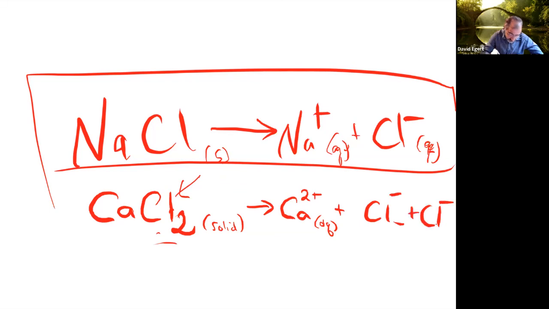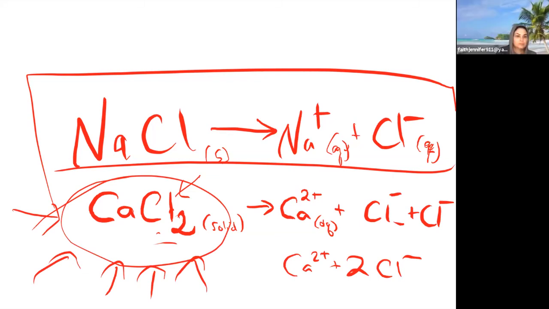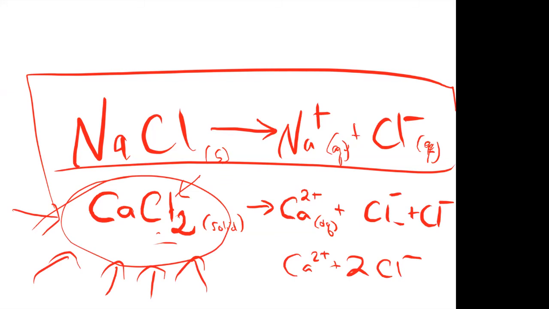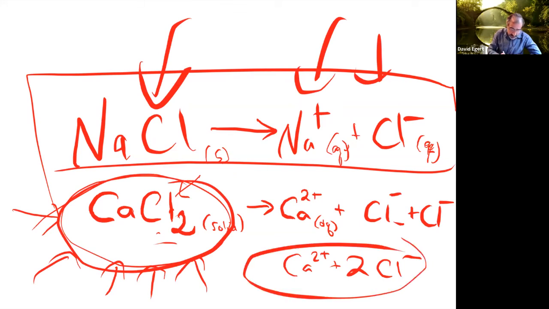You could do it like this, or you could say 2 Cl minuses. But how many individual ions will we get floating around in the water for every single calcium chloride? I saw Tim's got his fingers up there. 3, exactly. So it's very different. When you put a sodium chloride in the water, you get 2 ions. When you put a calcium chloride in the water, you get 3 ions.